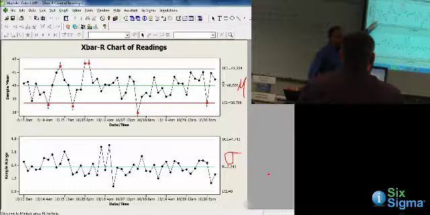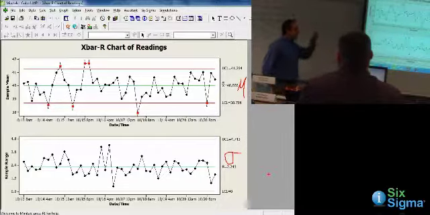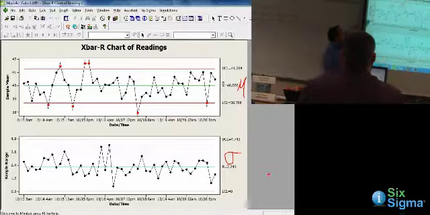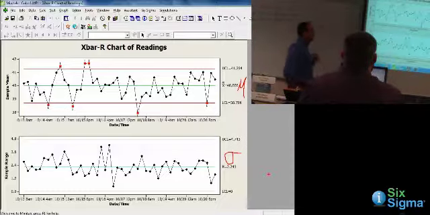It's not a fluke. Something is systematically occurring in the process that's causing the mean to vary way more than expected. Way more than expected. So the mean of the process is not under statistical control. Okay? So let's go to page 3-15.